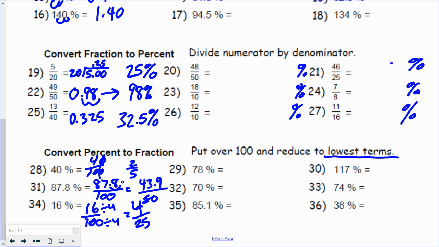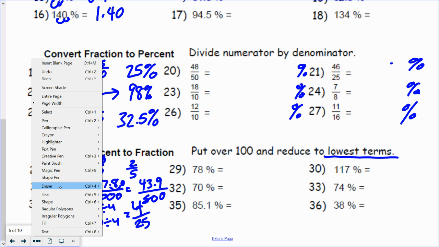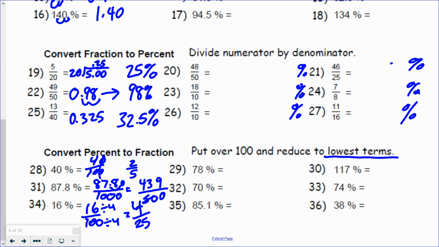I would have moved the decimal over one more time and added a 0. And then this would be 439 over 500. Yeah, that's what I would go with, because you normally don't want decimals in your fractions. Okay, so when you get to 35, be careful on that one. You're going to want to move this decimal over and put it over 1,000 instead of 100.